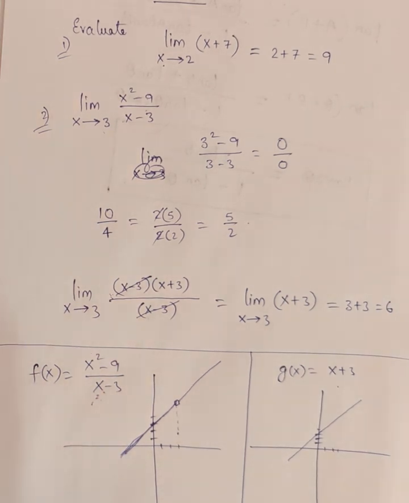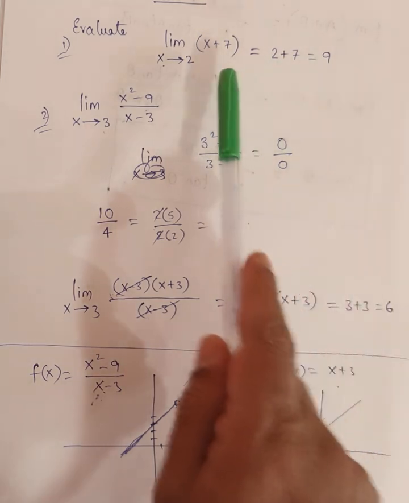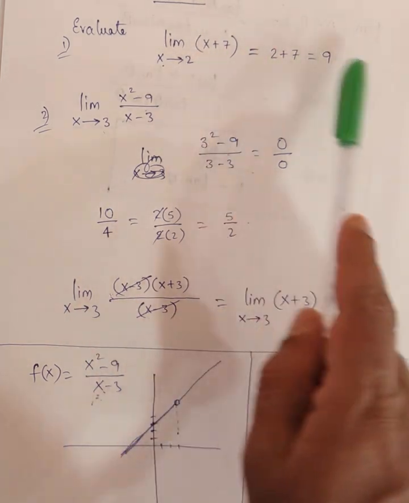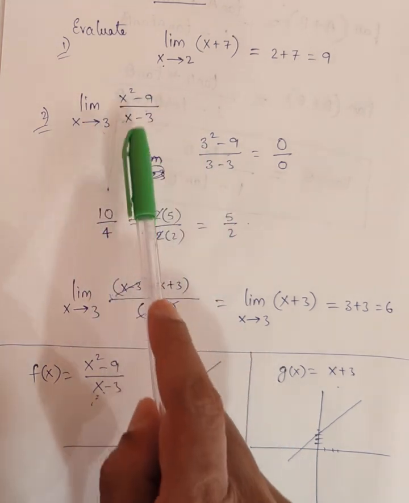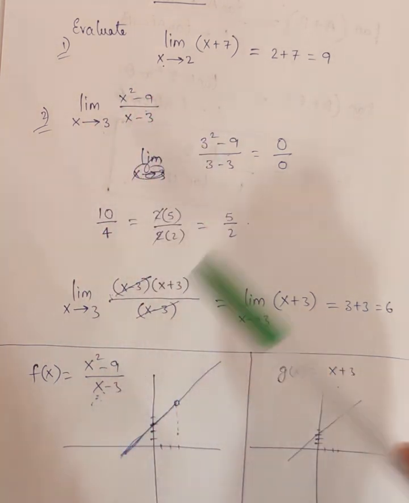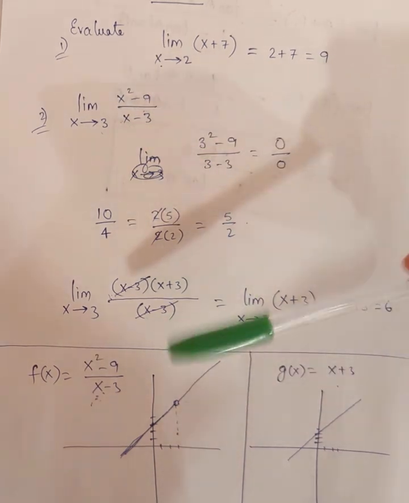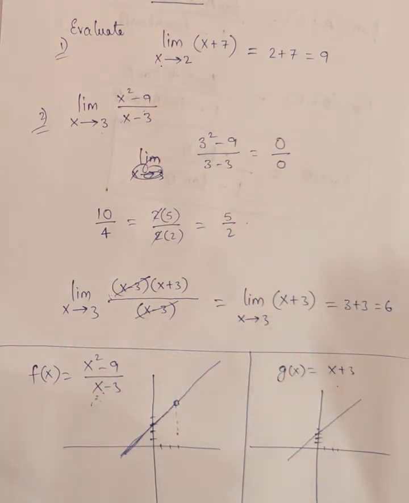So to summarize, sometimes you can evaluate the limit by directly plugging in, and sometimes you have to manipulate the given function. Like here, we factored and then divided. So you may have to do some work before you can plug in. And in the next video, we'll look at more examples.